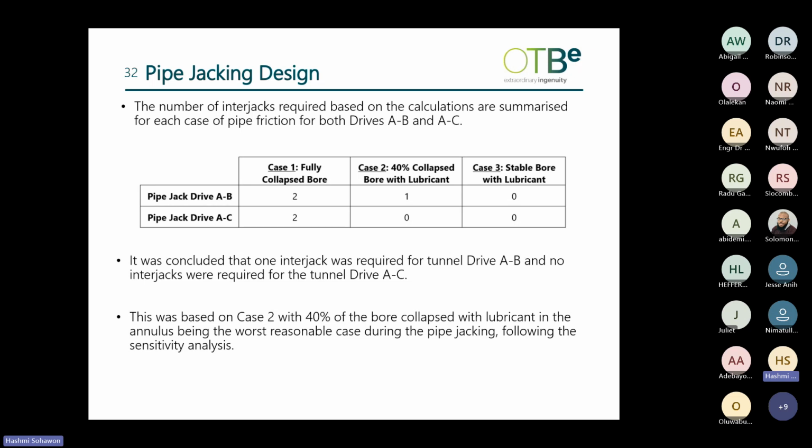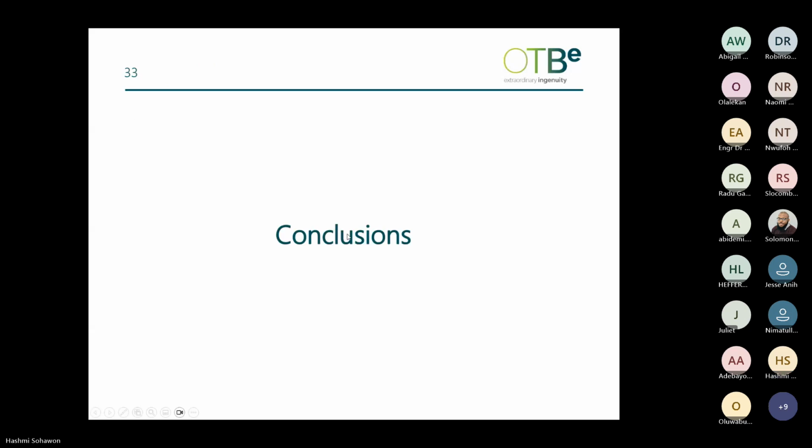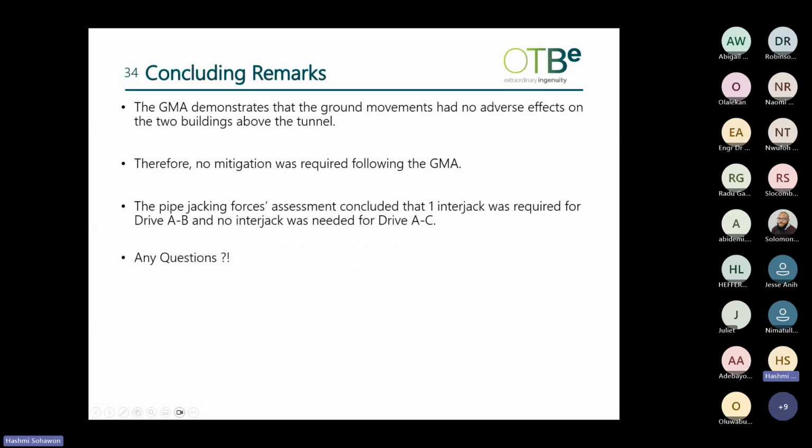It was concluded that 1 interjack was required for drive AB and no interjacks were required for drive AC. And this was based on case 2, which considered 40% of the bore collapse with lubricant in the annulus, being the worst reasonable case during the pipe jacking following the sensitivity analysis. I believe that's the last thing, and that's the last slide.